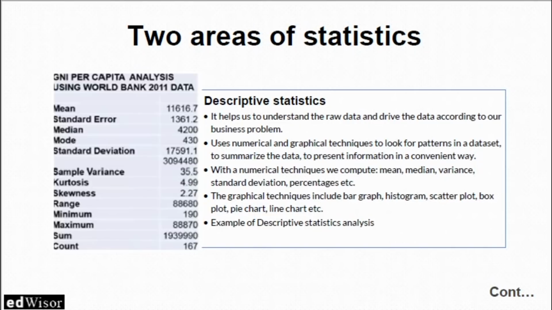So, an example of descriptive statistics analysis. For one of the data sets, from the World Bank for the year 2011, if you look at the left hand side, in the picture I have pasted, I have extracted a few statistical parameters for that data. For that data, the mean was around 11616.7. The standard error was 1361.2. The median was 4200. So this is how I have calculated all the parameters to understand the data better.